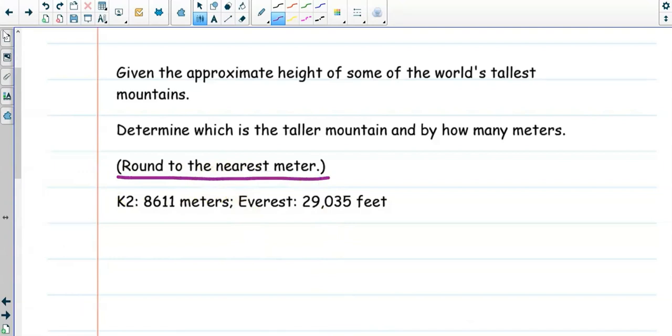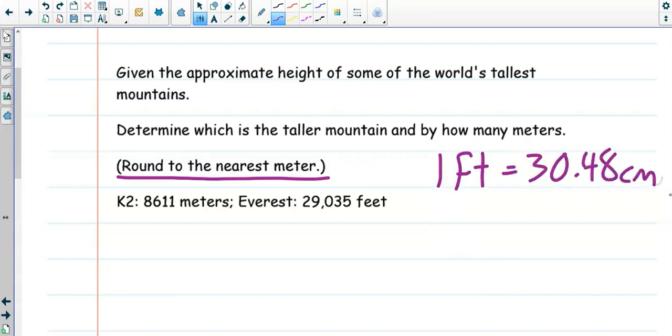So what we know right now is that 1 foot equals 30.48 centimeters. So we could take the feet right here, convert it to centimeters, and then change that over into meters by multiplying or dividing by 10. So let's go ahead and do that. Let's take that approach first. Let's convert this to centimeters, and then we'll convert it into meters.